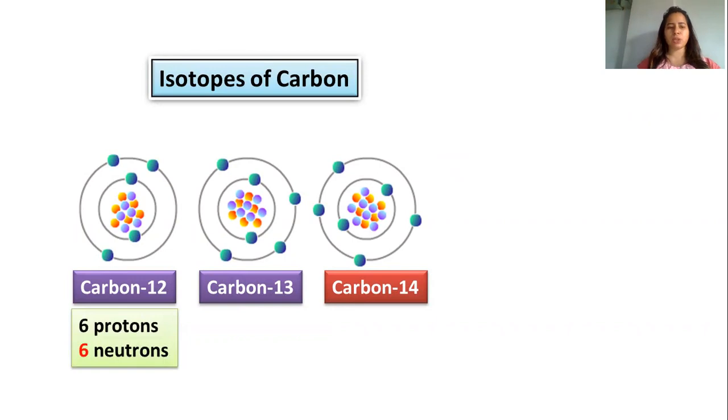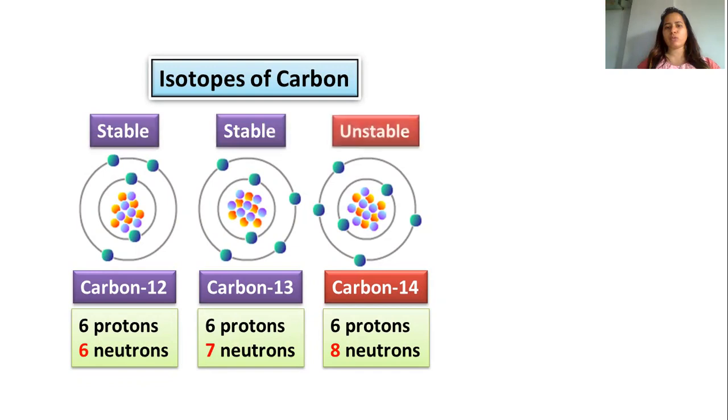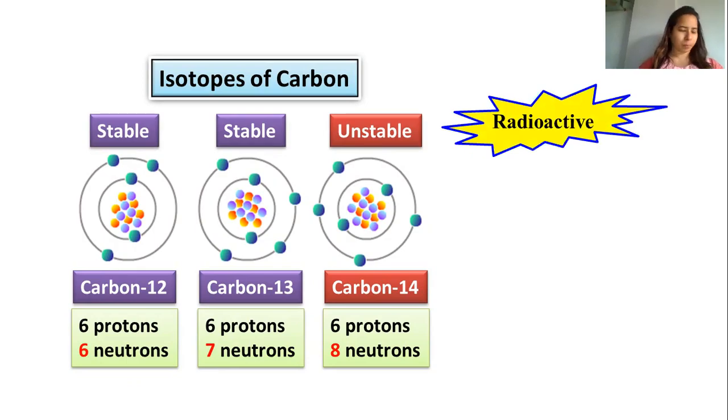Carbon 12 has 6 protons and 6 neutrons, carbon 13 has 6 protons and 7 neutrons, and carbon 14 has 6 protons and 8 neutrons. As you can see, the more nuclear particles, the more unstable it becomes, and it has a tendency to give out its extra nuclear particles. So the last one, carbon 14, is unstable, and therefore we term it radioactive in nature.